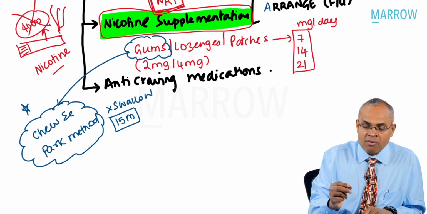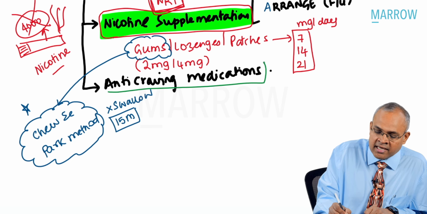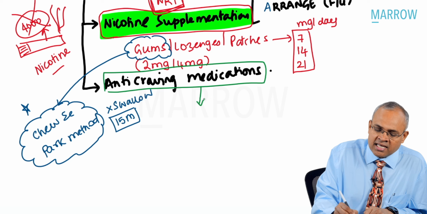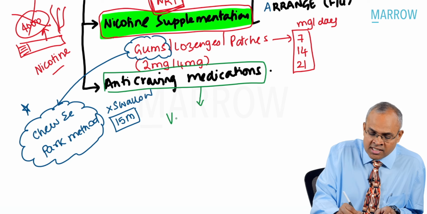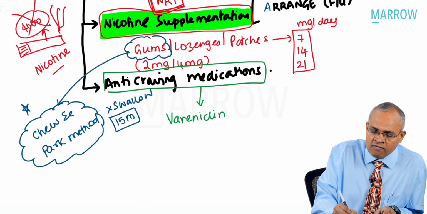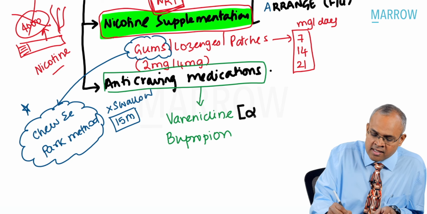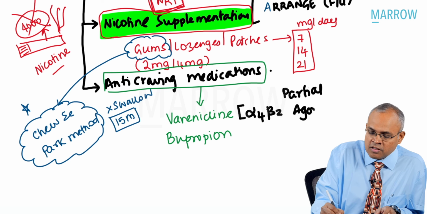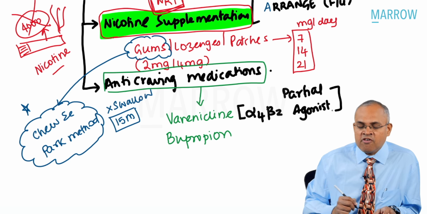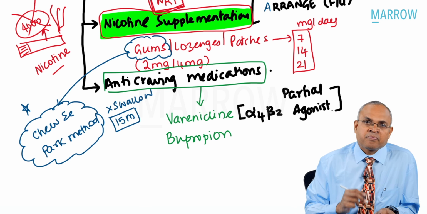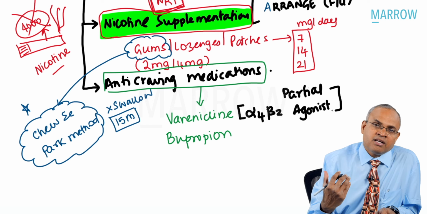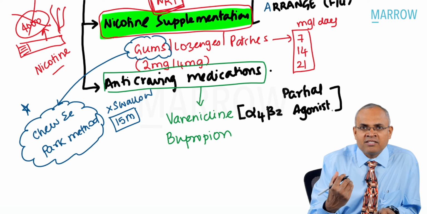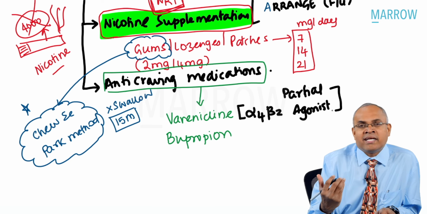Then let's now talk about anti-craving drugs in nicotine. When you're talking about pharmacological agents, mainly we are talking about two agents. One is called varenicline, which is the most effective medication. The other one is called bupropion. Varenicline is an alpha 4 beta 2 partial agonist. Getting it? It's quite effective medication in order to reduce craving. Cost of it is on the higher side, but otherwise it is quite effective.